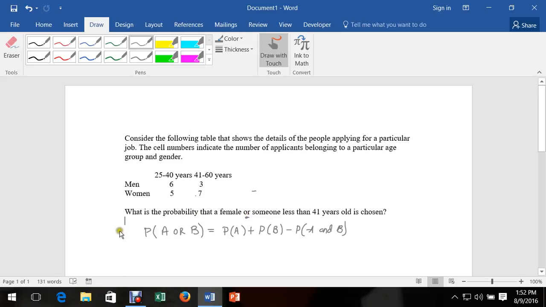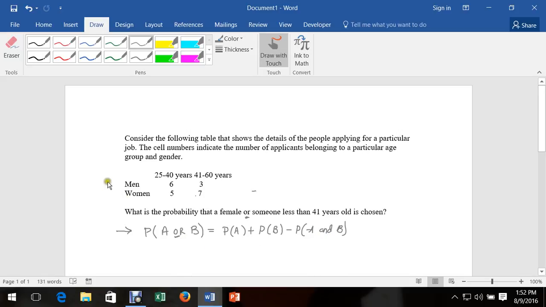Now, an or formula in probability, which is in the textbook, is right here. It says the probability of either A or B, one event happening or another, there's the or, is equal to the probability that the first one happens plus the probability that the second one happens minus the probability they both happen at the same time.